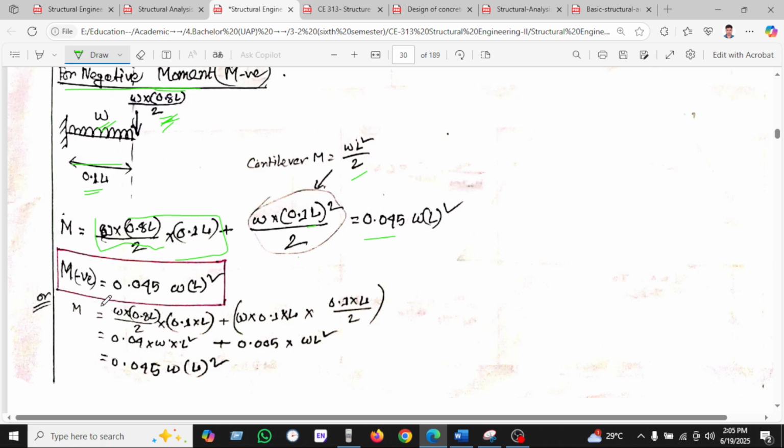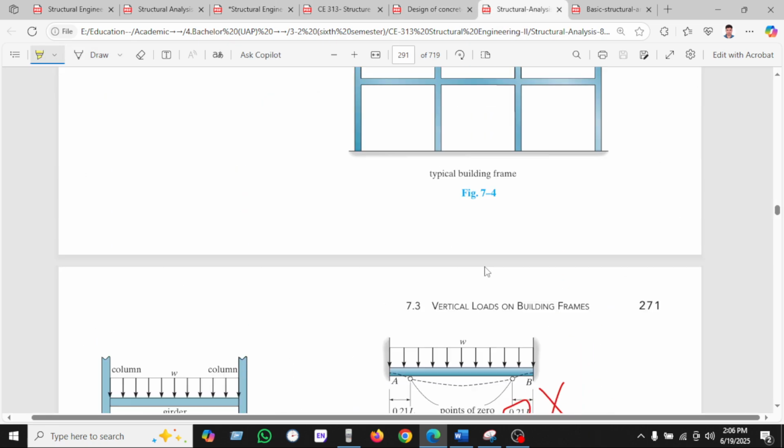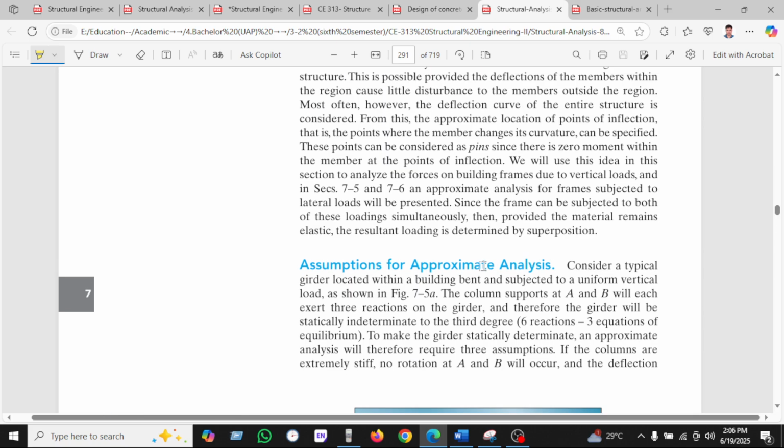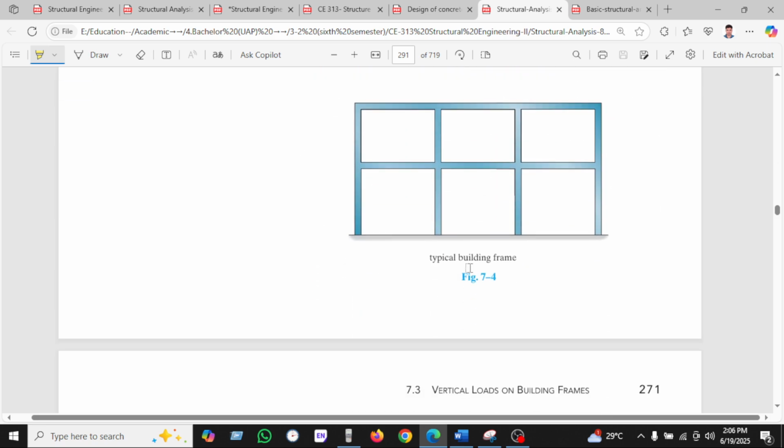So negative moment will be 0.045 WL square. Or we can use this formula for getting the negative moment, which is 0.08 WL square divided by 2.1 into L, plus this formula, and finding this below. So if you go to another book, which is RC analysis using Hibbeler books.